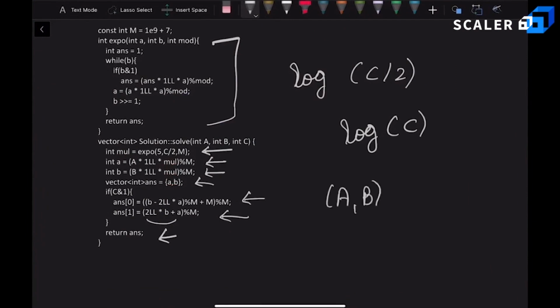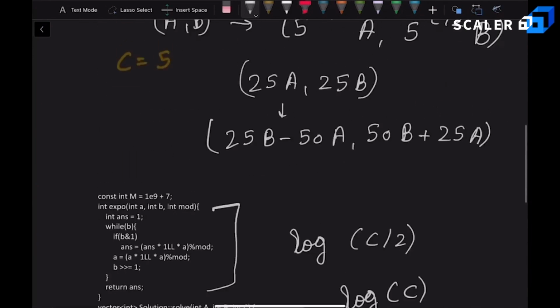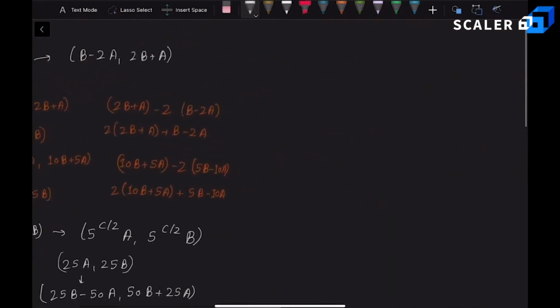So for example, from (a, b), we could have done it for any (pa plus qb, ra plus sb). If this was our operation for any p, q, r, s, still this problem was solvable. This could have been done using matrix exponentiation. So let's actually look at the original problem.